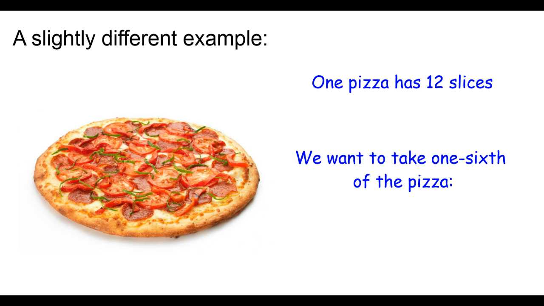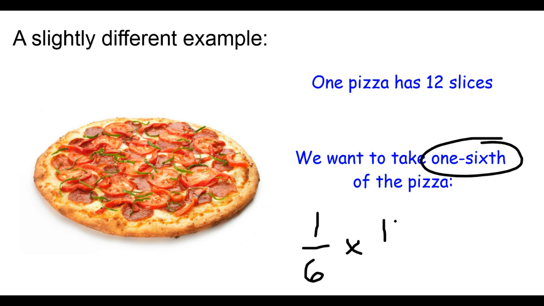If one pizza has 12 slices and we want to take 1/6 of the pizza, we want to take 1/6 of these 12 slices. And 1/6 of 12 can be thought of as the same as 1/6 times 12. Now we could split 12 slices into 6 equal pieces, and we could do that by saying 12 divided by 6 is equal to 2. And 2 slices of pizza is 1/6 of the pizza.